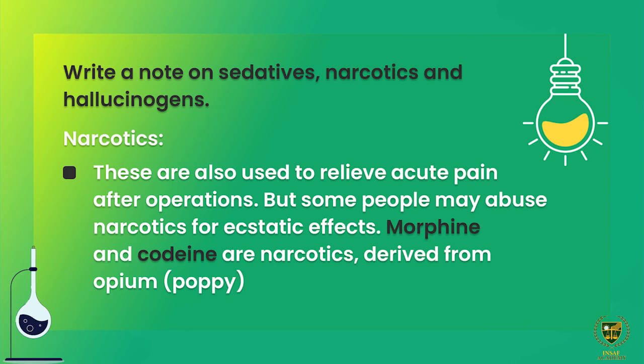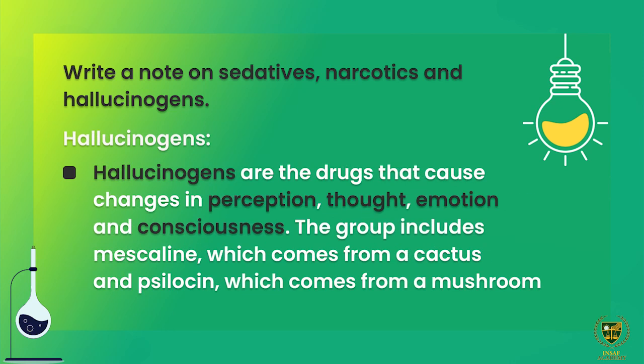Morphine and codeine are narcotics derived from the opium poppy plant. The third category is hallucinogens, which cause hallucinations. So hallucinogens are the drugs that cause changes in the perception, thoughts, emotions, and consciousness. The group includes mescaline, which comes from a cactus, and psilocin, which comes from a mushroom.